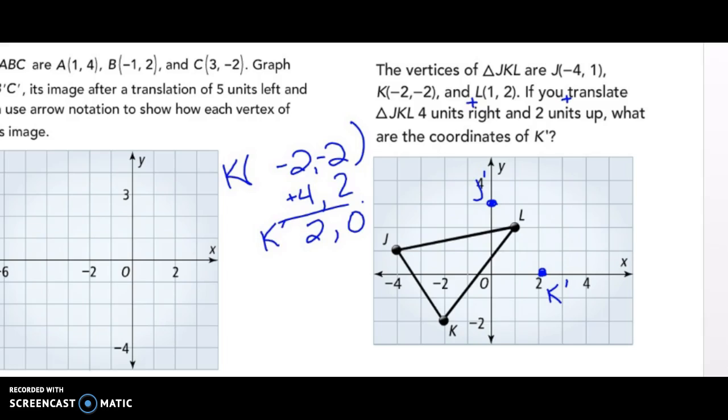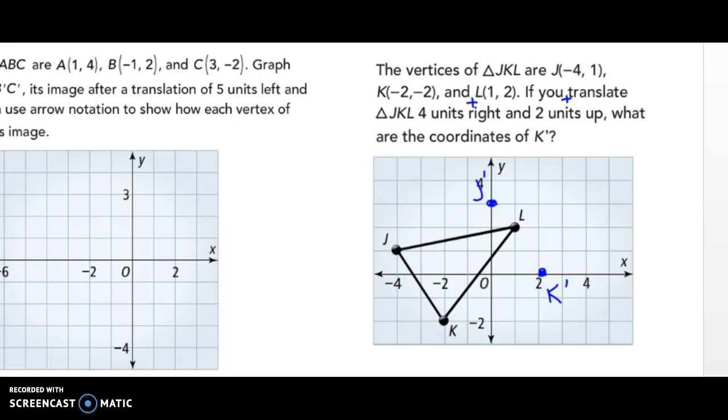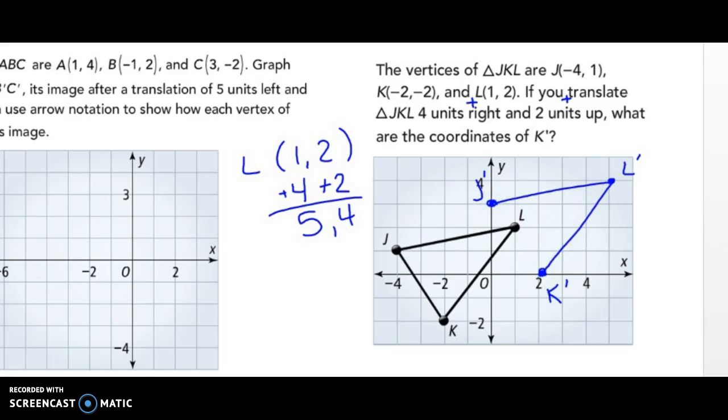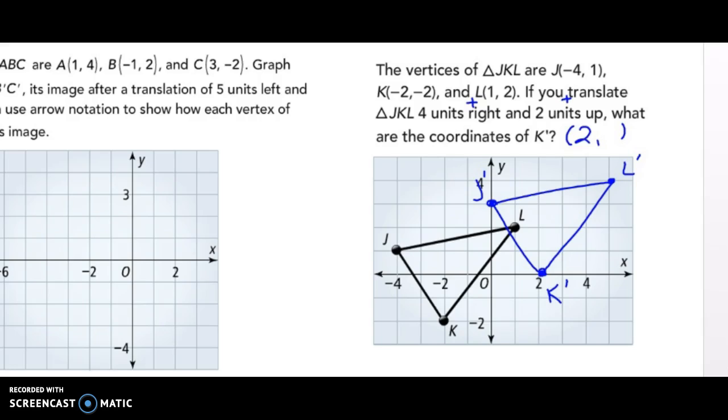And then L prime, let's take a quick look at that one. So L is 1, 2, 4 units to the right and 2 units up. We have (5, 4). So that is L prime there. And then this is my new translation. It wanted to know the coordinates of K prime only. So K prime is going to be over 2 and up 0. So that would be our answer for that one.